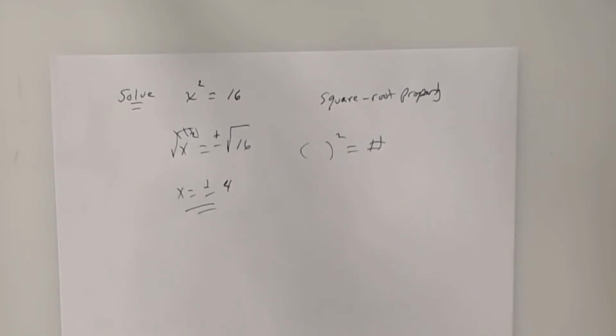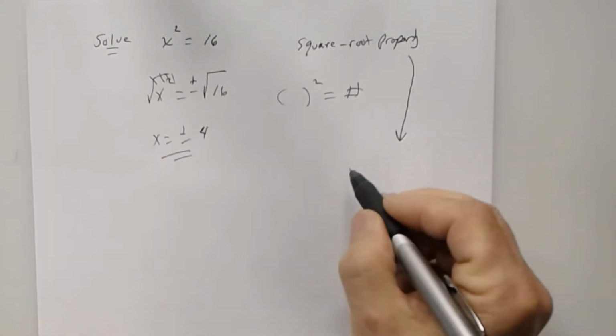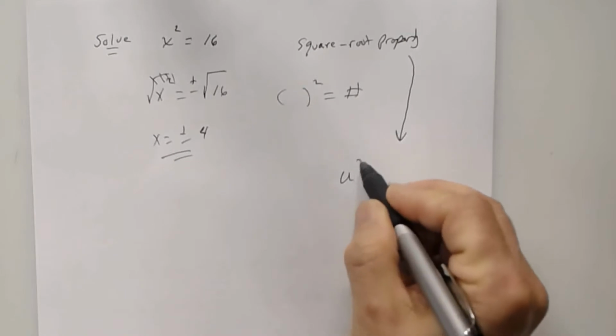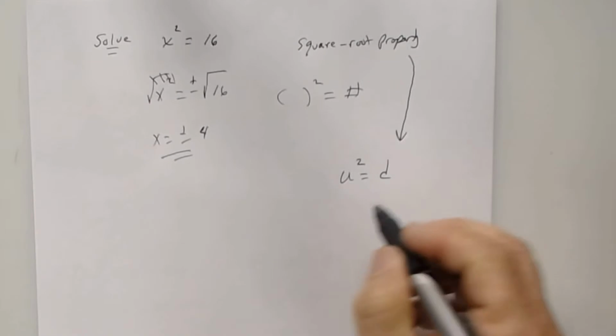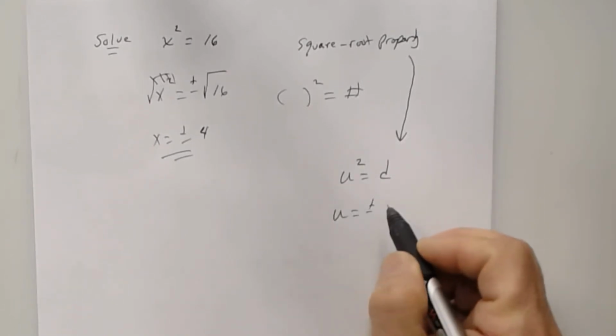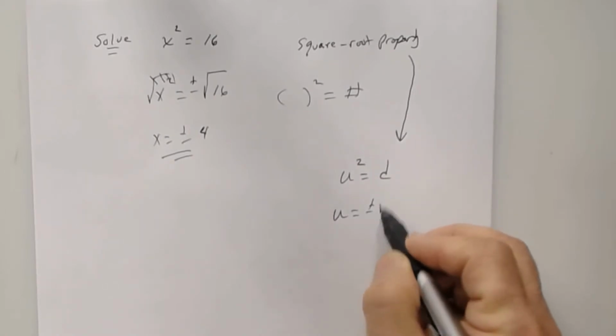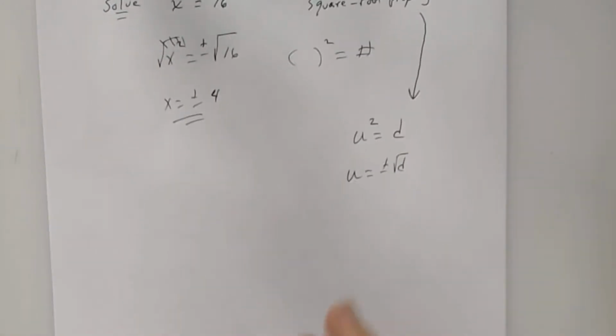Okay? So the square root property involves this idea. If u squared equals d, then that means that u is equal to what? Plus or minus, not d, but what? Square root of d. Okay? That's what the square root property says. So if you have something squared equal a number, then you're going to use what? Square root property.